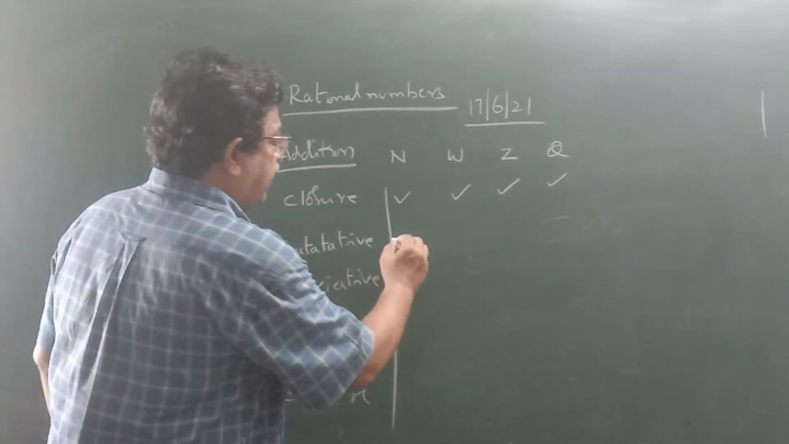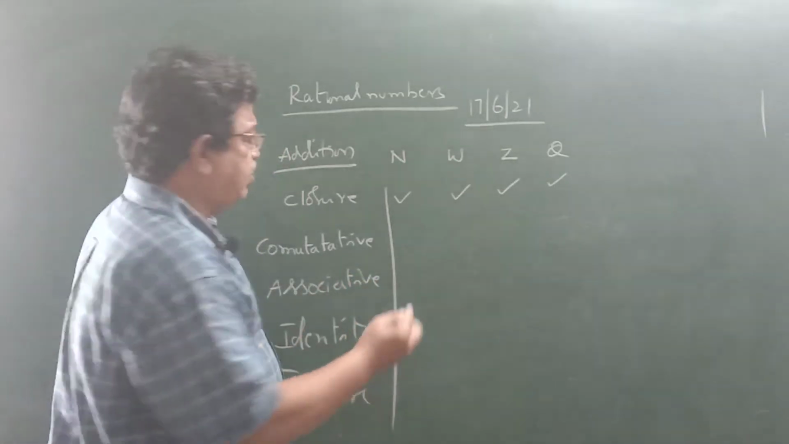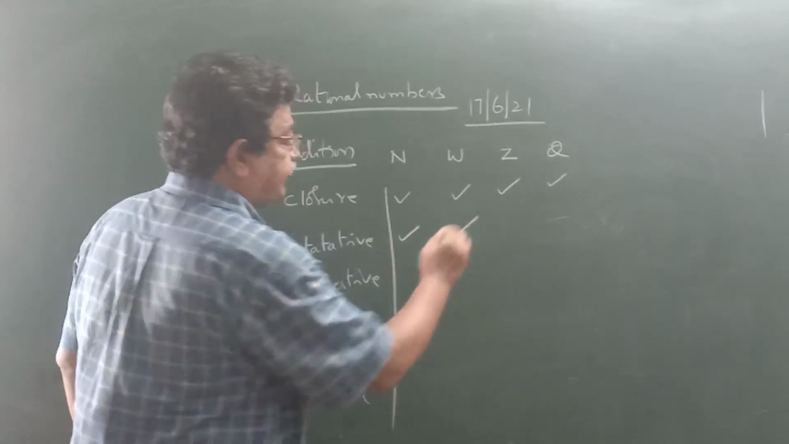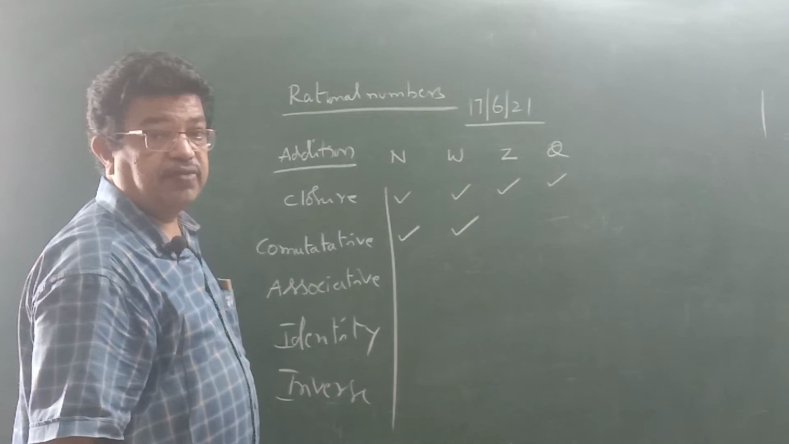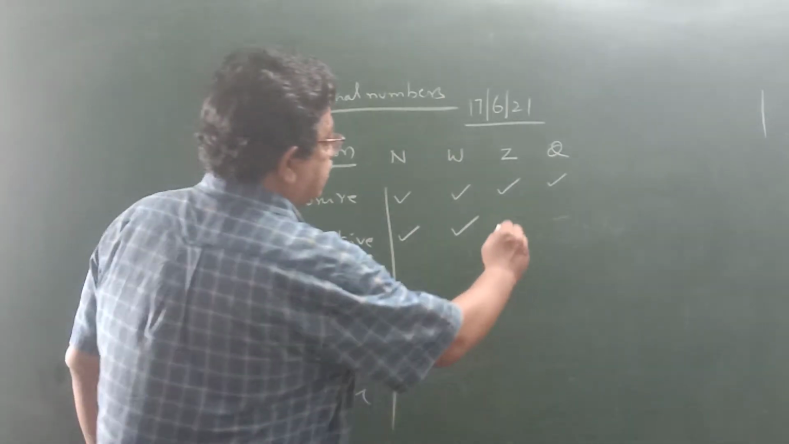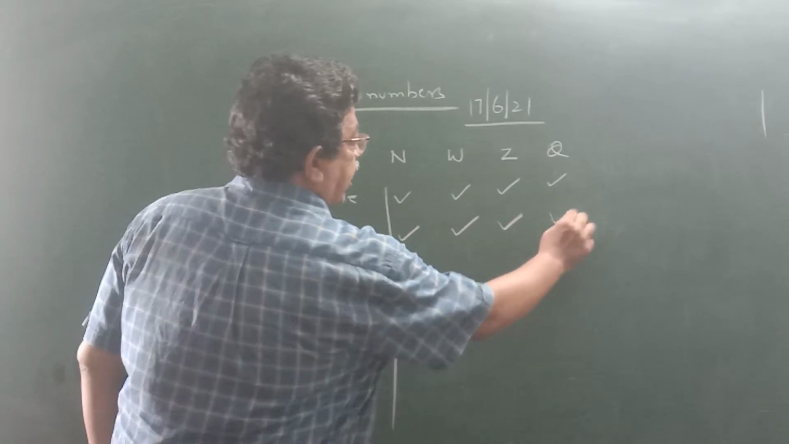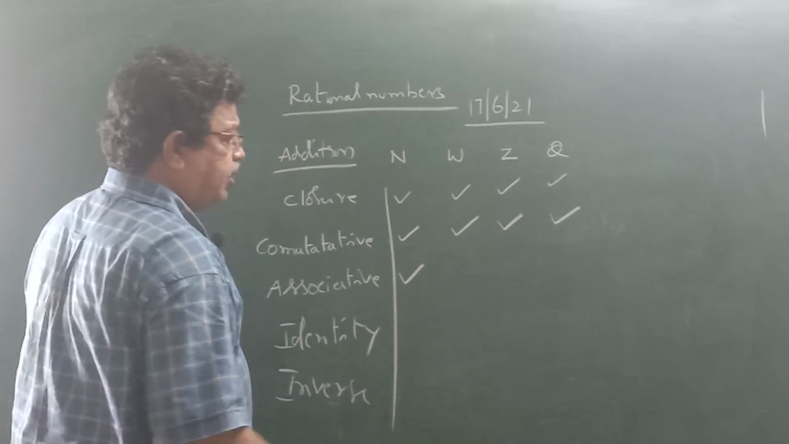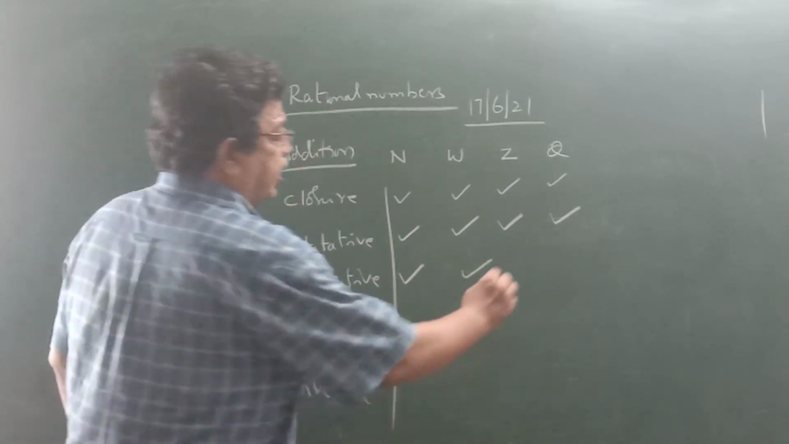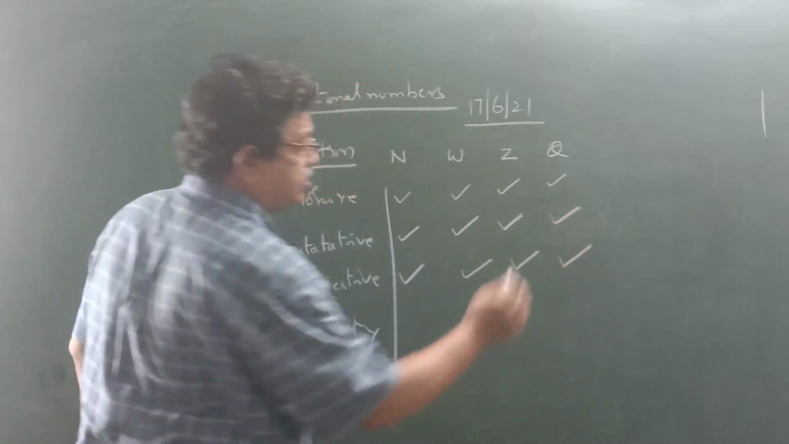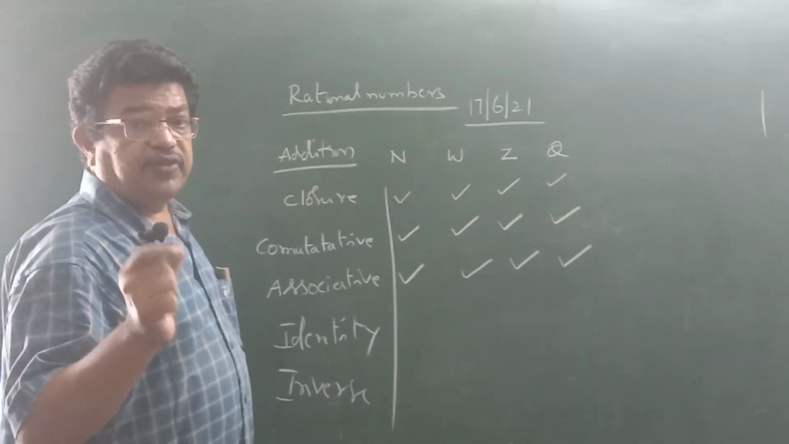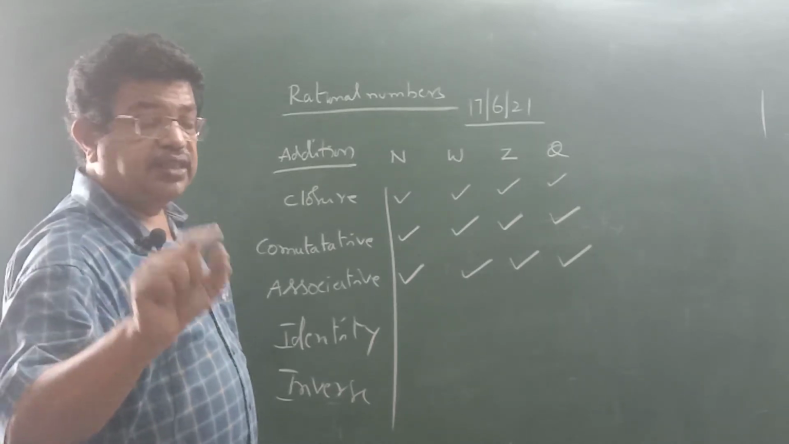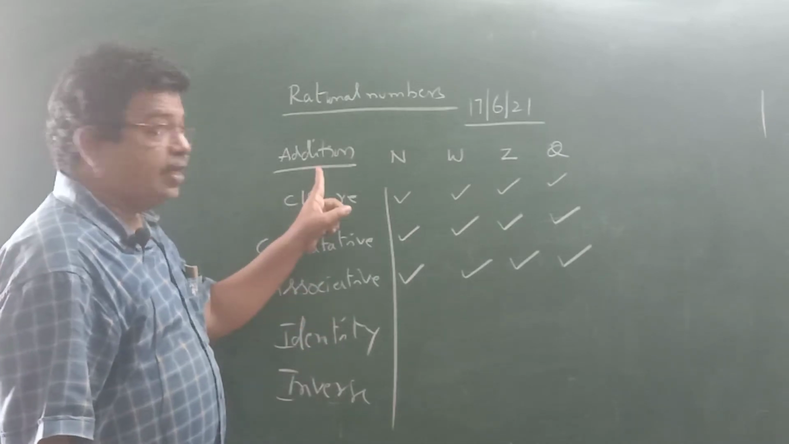Commutative property. The sum of two natural numbers in any order is a natural number. a plus b equal to b plus a is the commutative property under addition. Similarly, a plus b equal to b plus a in the set of whole numbers. Similarly, integers and rational numbers have commutative property under addition. Natural numbers, whole numbers, integers and rational numbers have associative property under addition. That is, the sum of 3 natural numbers or 3 whole numbers or 3 integers or 3 rational numbers in any grouping is the same, which represents associative property under addition.